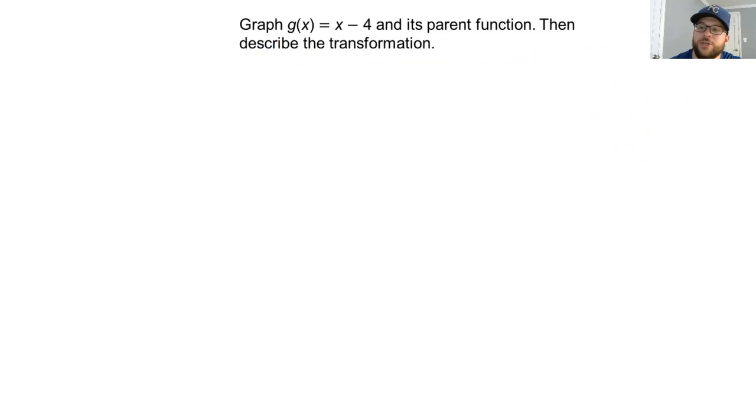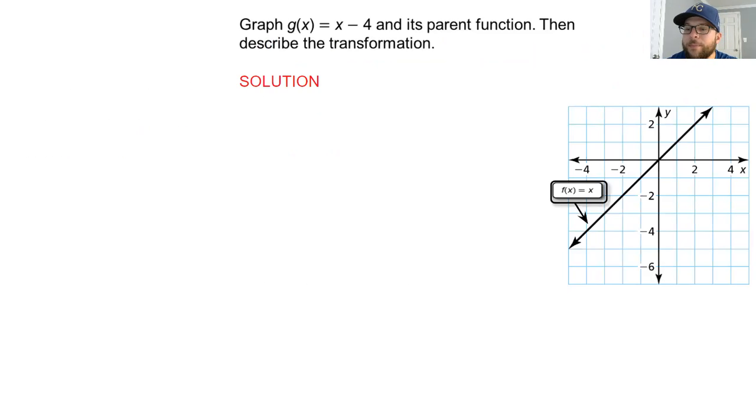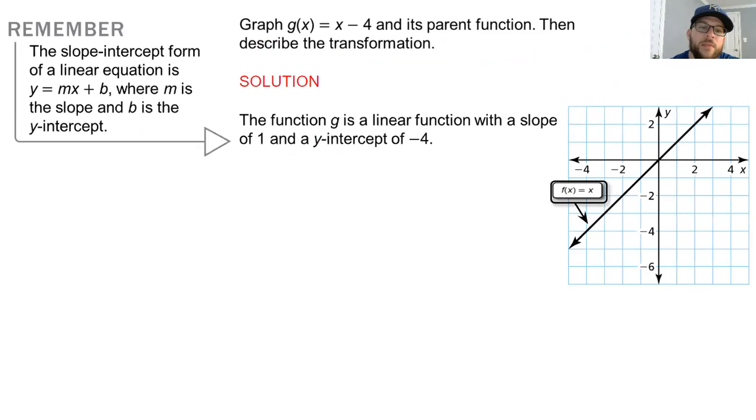Okay, so now if we look at starting with the graph when given the function, and graphing its parent function while describing a transformation. g of x, again, means the same thing as y equals x minus 4. The parent function of x is crossing through the origin and going up 1 over 1 for the slope, so that is its parent function. The new function takes the form of y equals mx plus b, where m is your slope and b is your intercept. Our m is still 1, so the slope is not changed, but the y-intercept is now -4.